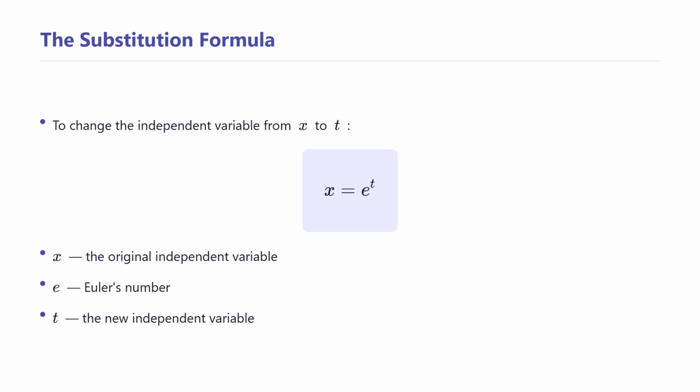Here is the substitution that makes this magic happen. We set x equal to e to the power of t. This changes our independent variable from x to t. As x increases, t grows logarithmically. By applying the chain rule with this substitution, all the x terms in the original differential equation cancel out, leaving an equation with only constant coefficients. It is a powerful mathematical trick that connects the Cauchy-Euler equation to standard linear differential equations.